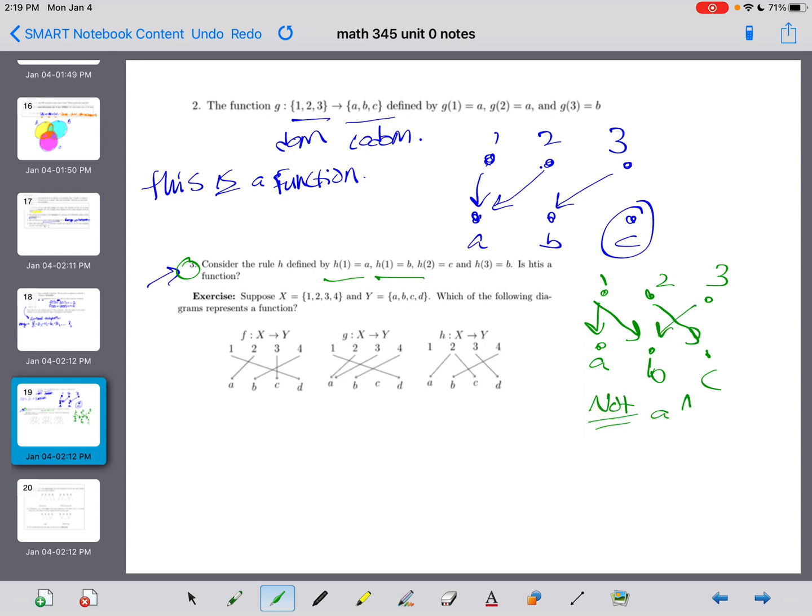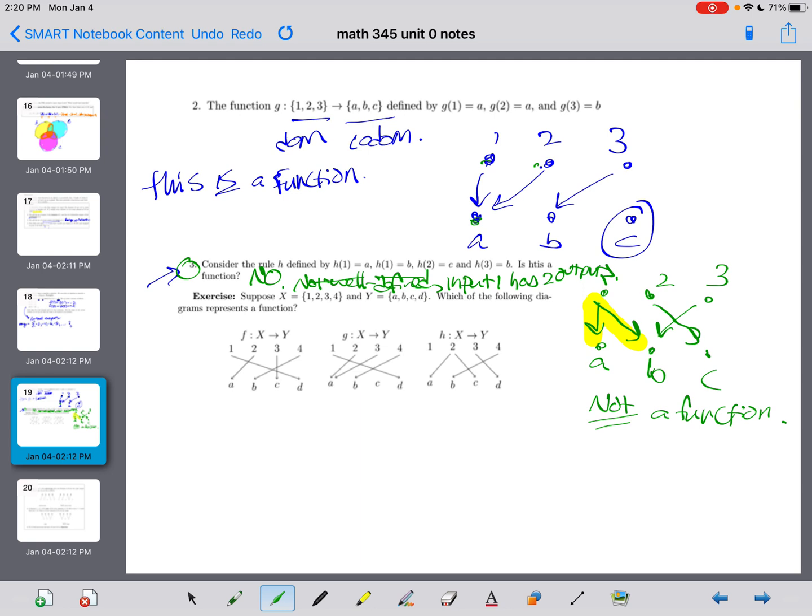And the problem here is that the input of 1 has two different outputs. This is not allowed, right? Any one single input cannot give you two different outputs. This is not well defined because h of 1, the input 1, has two outputs. That's not allowed in a function. Okay, so two different inputs can give you the same output, but the reverse of that is not true. One single input can't give you two different outputs.